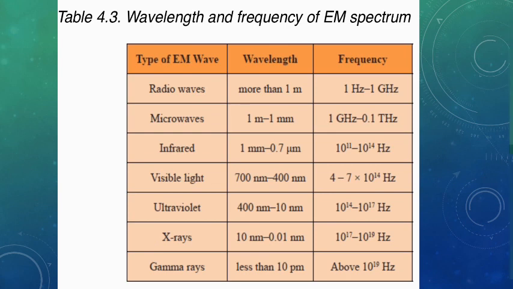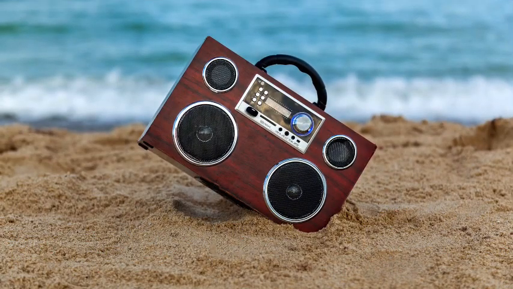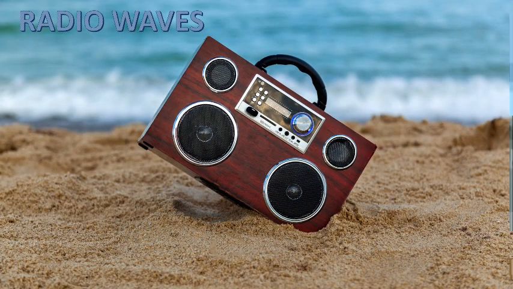Table 4.3 shows the wavelength and frequencies of the electromagnetic spectrum. Observe and take a look at it. What do you notice between the relationship of the wavelength and frequency of the different types of electromagnetic waves? Let us now focus on each type of electromagnetic wave.